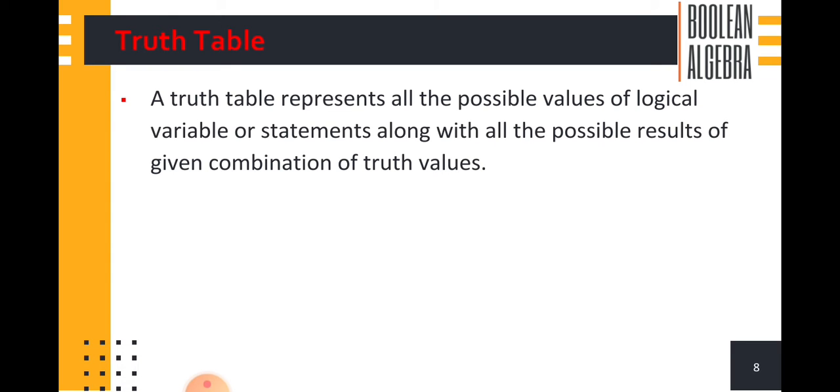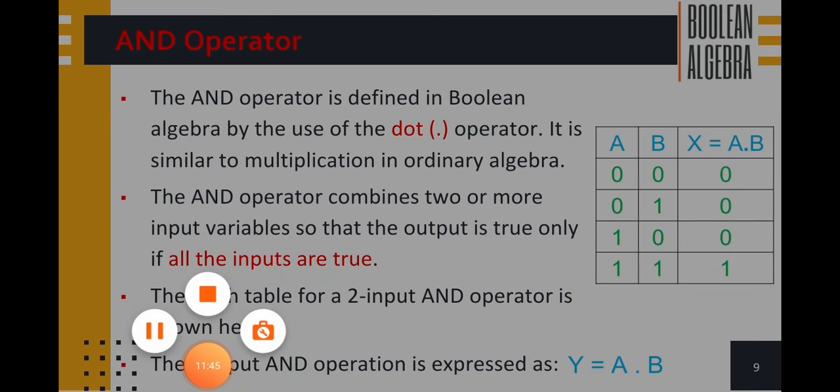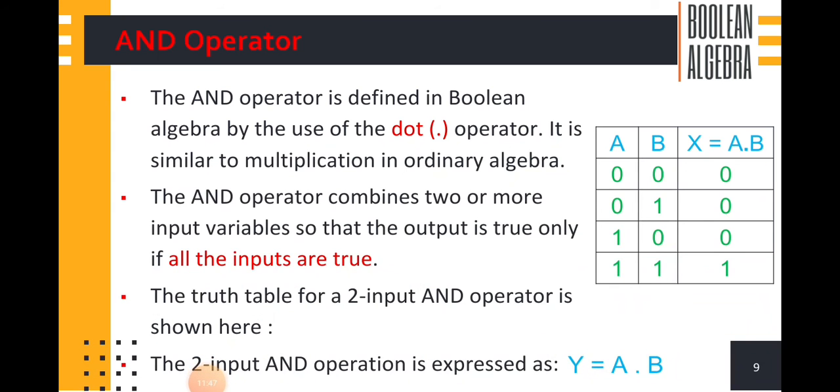Now you can see the AND operator and its truth table. The AND operator is defined in Boolean algebra by the use of the dot operator. It is similar to multiplication in ordinary algebra. So the AND operator is used for the multiplication process, and the same process we use in mathematics can be done here for the AND operator in Boolean algebra.